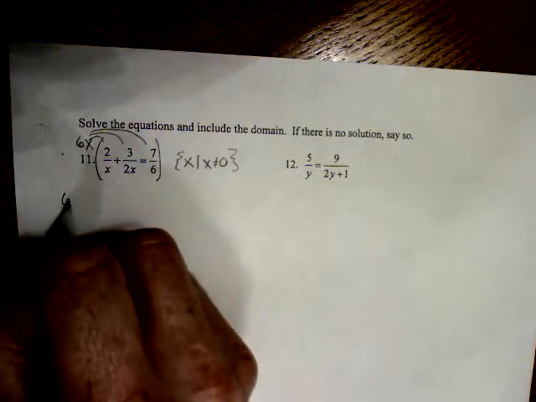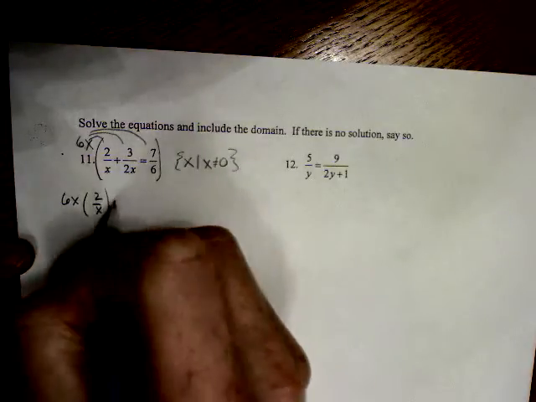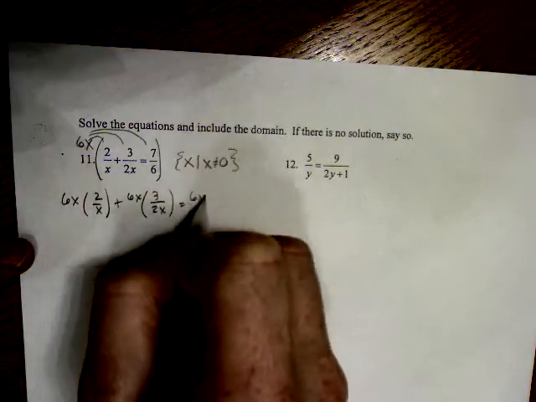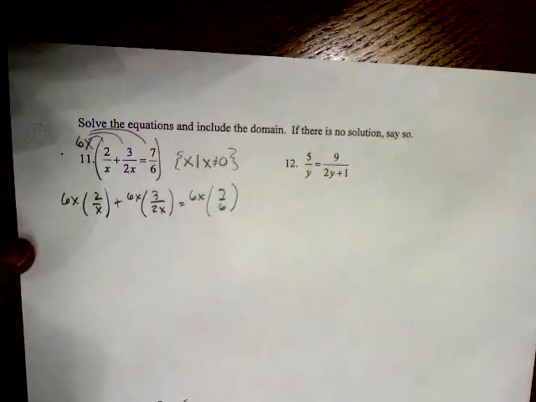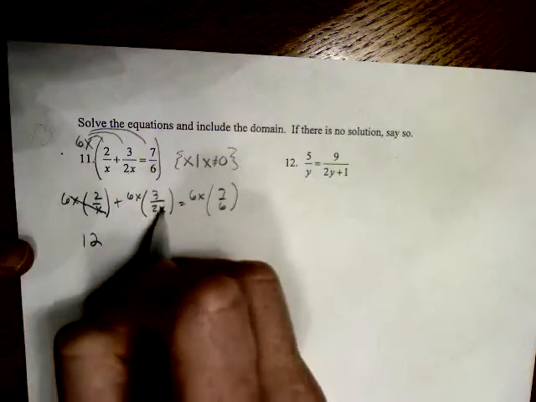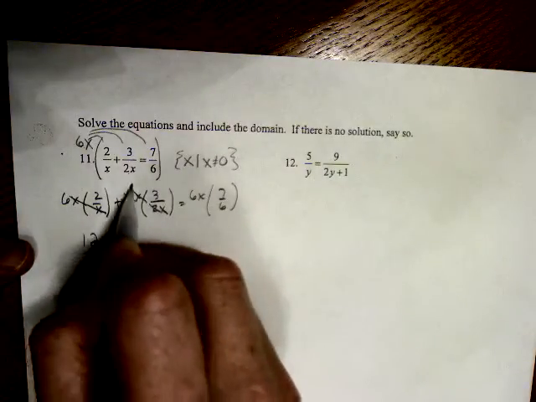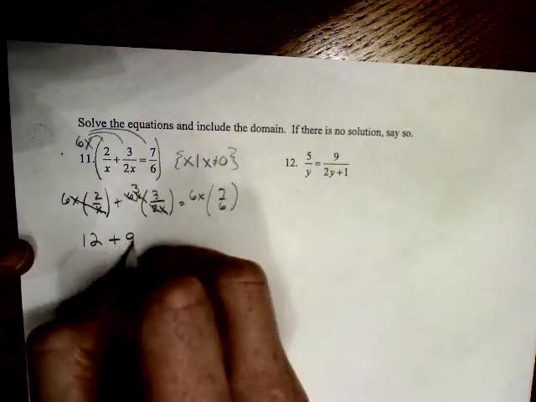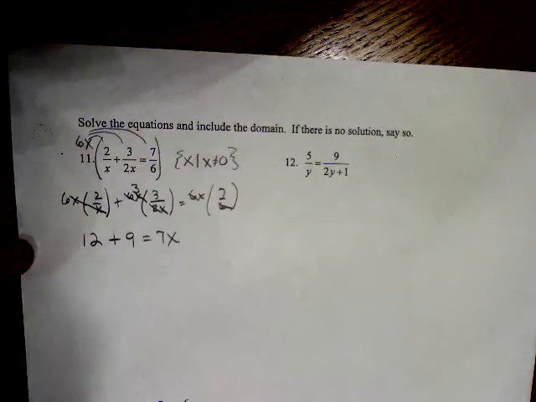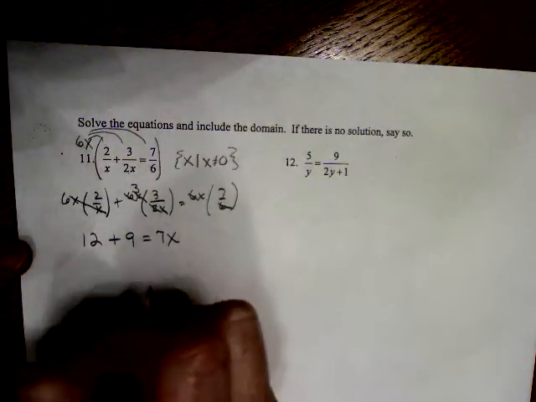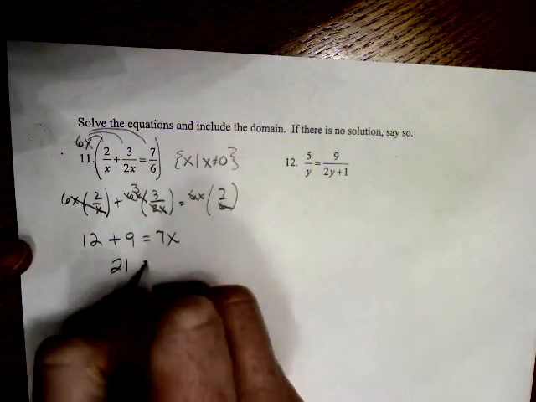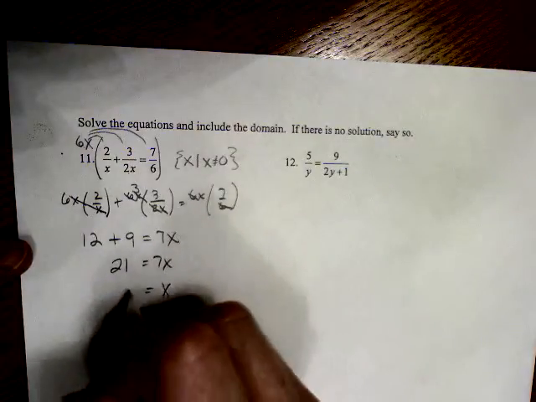So 6x times 2 over x plus 6x times 3 over 2x equals 6x times 7 over 6. And then we can just reduce. The x's cancel here, we're left with a 12. The x's cancel here, the 2 and the 6 cancel, we're left with 3. 3 times 3 is 9. The 6's cancel here, and we're left with 7x. So 12 and 9 is going to be 21, so that's going to equal 7x. So x is equal to 3.